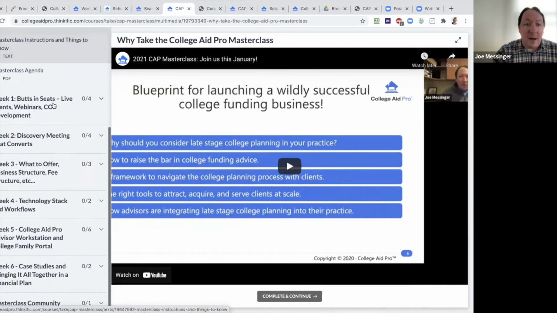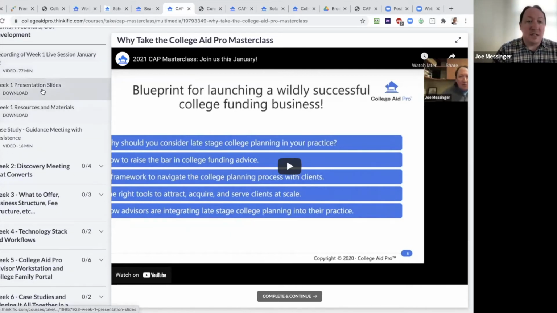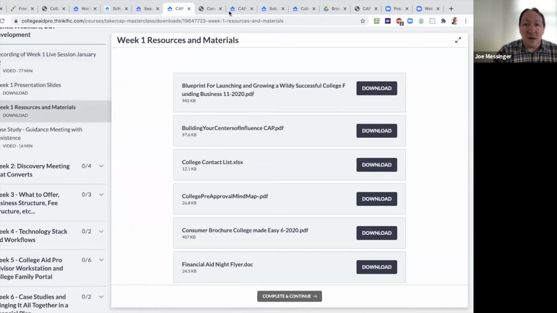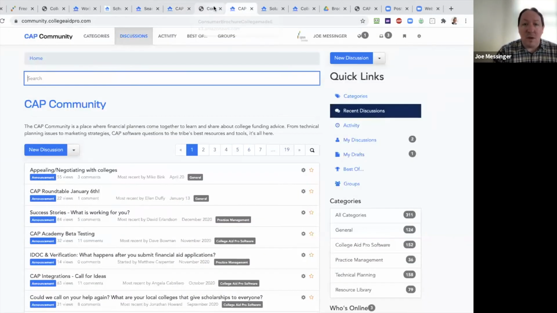So it really is about understanding, here's everything. How do we get butts in seats? How do we get people to show up and listen? Be that through webinars, centers of influence, referrals. How do you hold a great discovery meeting, right? And through all of this, there's presentation slides, there's resources and materials you can download. We got all kinds of stuff, things that you can explore within our platform.